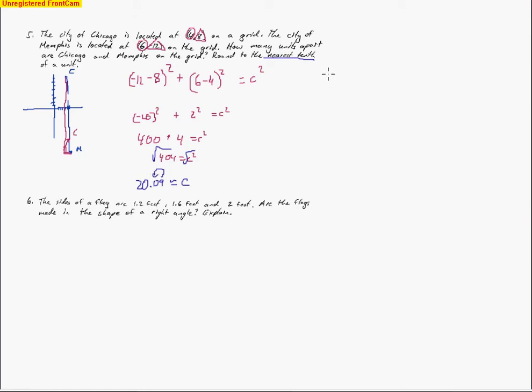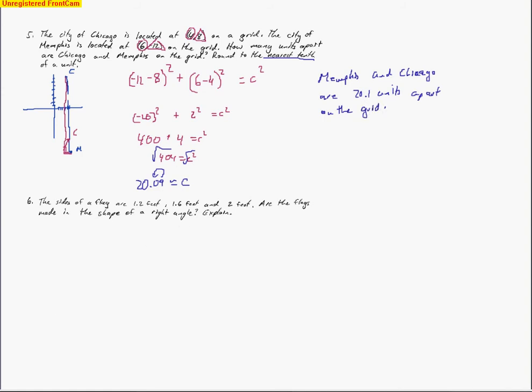So here's our little statement we would say. Memphis and Chicago are 20.1 units. We don't know what the units are, we'll just say units apart on the grid.